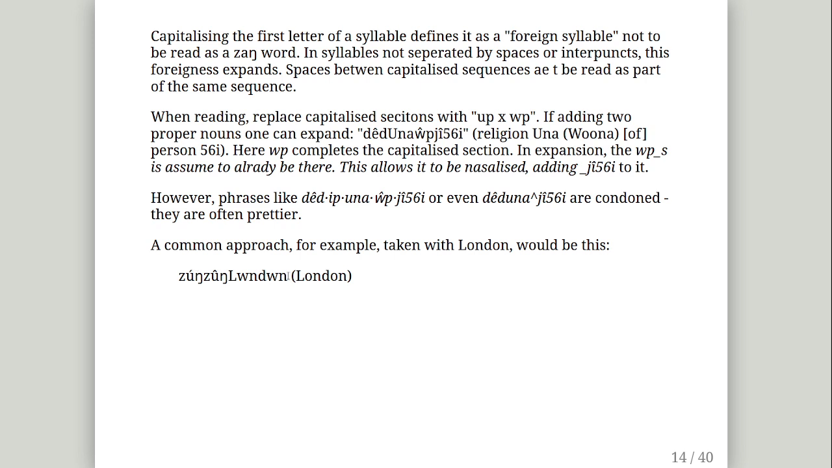Now London, that's just London, but because lun and dun mean different things in Zang, because every syllable is valid, what we need to do is we need to say zung, zung London. There you go, see. Now you successfully said the city of London.